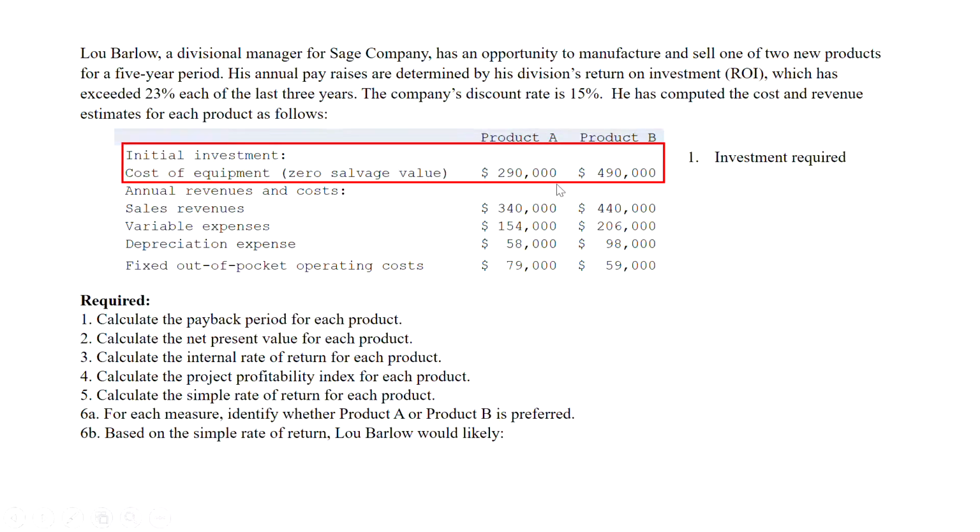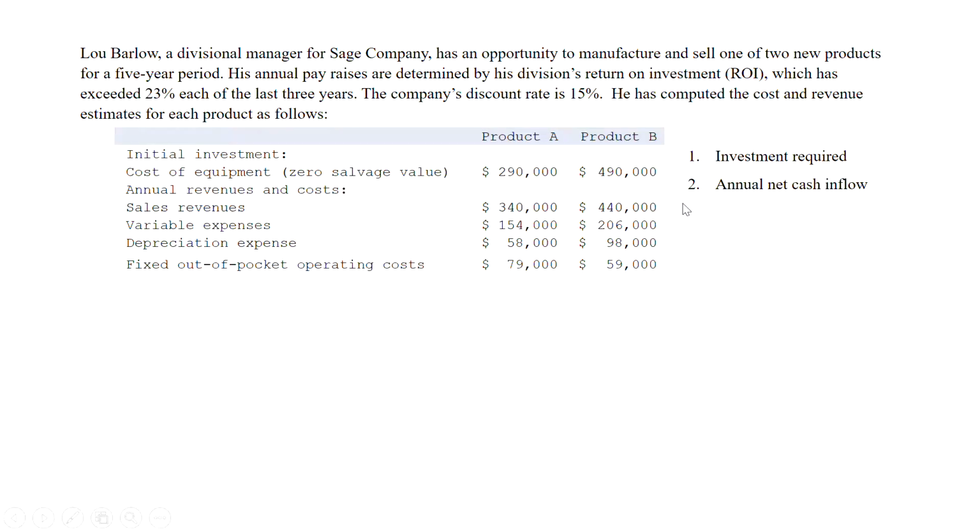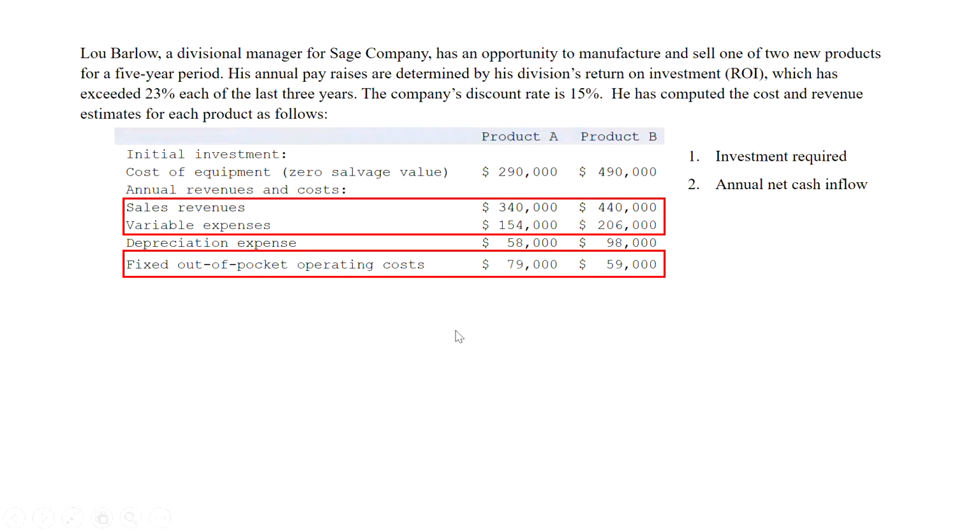It's our second line here, where for product A it's 290,000. That's the cost of the equipment for product A. For product B, the cost of the equipment is 490,000. The second thing that we'll need for some of these is annual net cash inflow. So that's going to include three different things: our sales revenues minus our variable expenses minus our fixed out-of-pocket operating expenses. These are things that are happening on an annual basis.